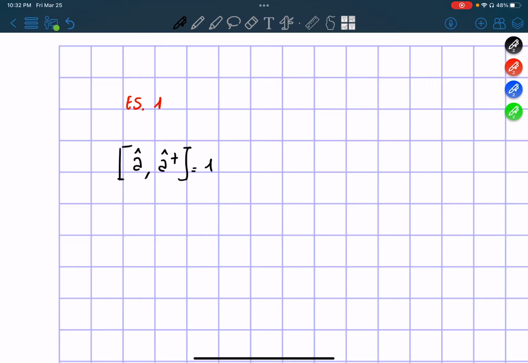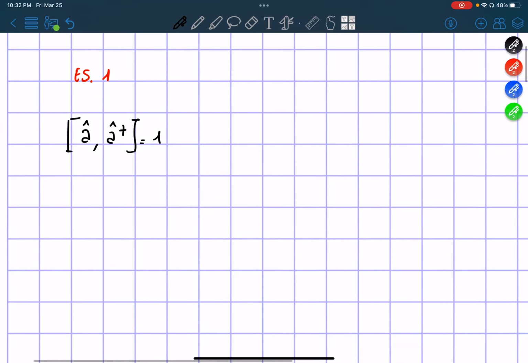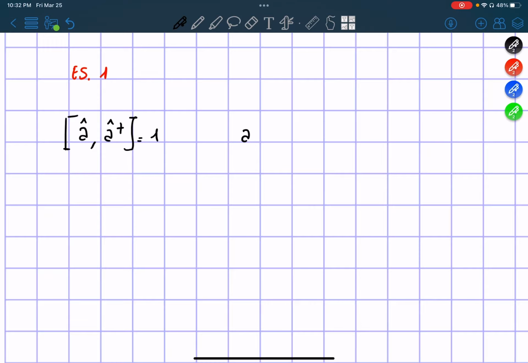Now, first of all, we have to say a couple of interesting, important things. We have to say that our A operator is equal to our A negative operator, and our A cross is equal to our A positive operator. So we can rewrite this as the commutator of A negative, A positive is equal to 1.